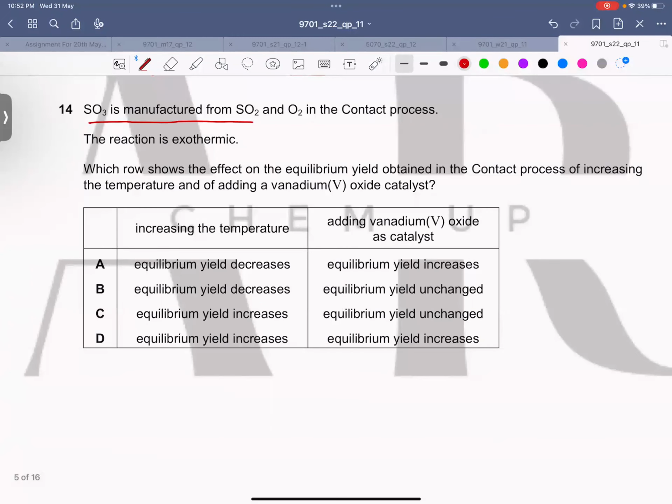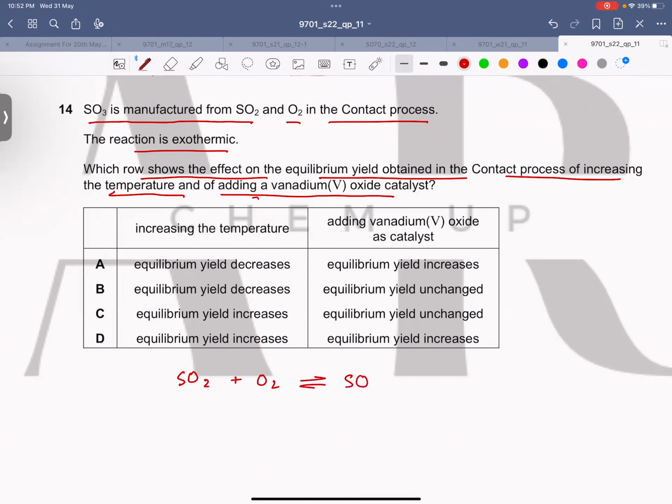SO3 is manufactured from SO2 and O2 in the contact process. The reaction is exothermic. Which row shows the effect on equilibrium yield obtained in the contact process of increasing the temperature and of adding vanadium catalyst? So if you recall the equation, SO2 is reacting with oxygen, forming sulfur trioxide, and the enthalpy change for this reaction would be negative.